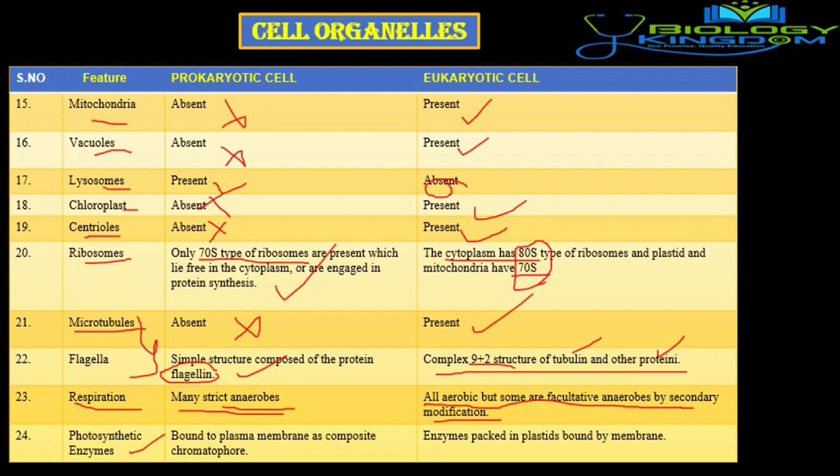Coming to photosynthetic enzymes, they are bound to the plasma membrane as a composite chromatophore in prokaryotic cells, whereas in eukaryotic cells, the enzymes are packed in the form of plastids which are bound by membrane. So there comes our example of chromoplast, chloroplast, leucoplast, all these kinds of storage plastids.